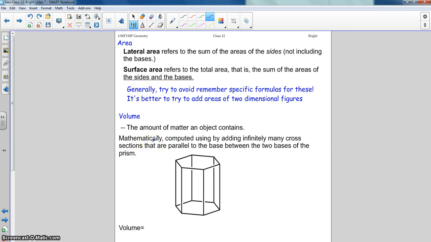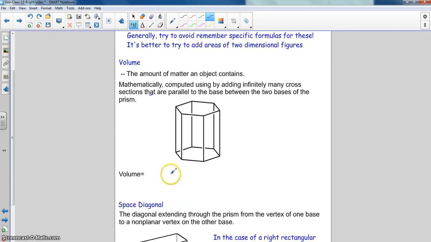So mathematically, when we compute the volume, what we actually do is we compute infinitely many cross sections that are parallel to the bases, and we start at the bottom base and move that sheet up through. So if I were to just consider, I'll make a little sketch here. Here's my plane. And a cross section really is just I move a plane through a figure and see what results.